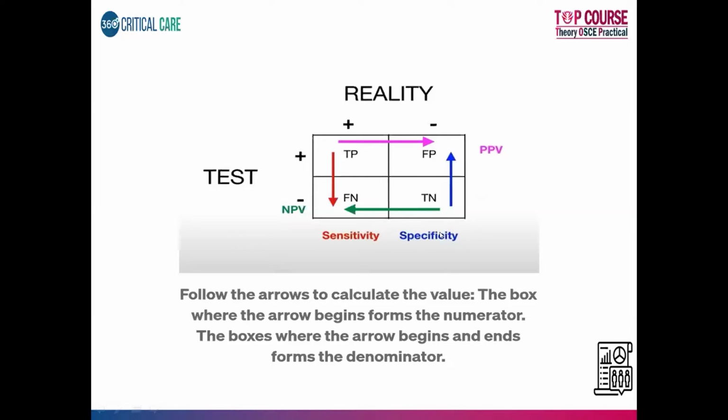That is specificity. Coming to the positive predictive value: true positive divided by true positive plus false positive. And negative predictive value is true negatives divided by true negatives plus false negatives. I hope you understood this.